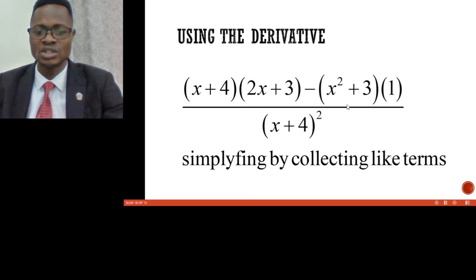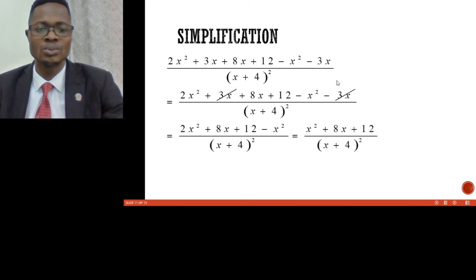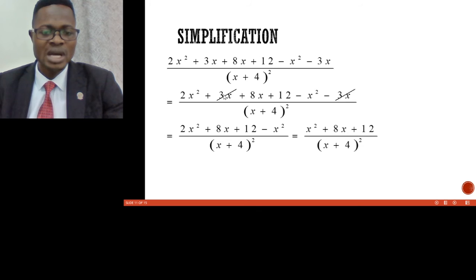But now we can do a bit of simplification by collecting the like terms, so that we end up with 2x squared plus 3x plus 8x plus 12 minus x squared minus 3x, divided by x plus 4 squared. If you observe, you can see we have plus 3x and we have minus 3x, so we can cancel those terms, so that we are left with 2x squared plus 8x plus 12 minus x squared, divided by x plus 4 squared.